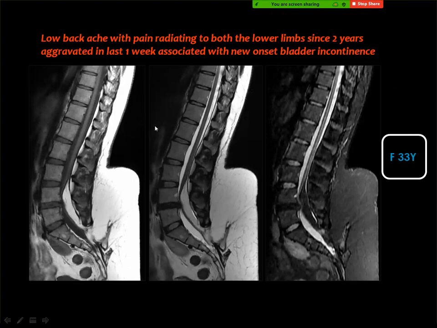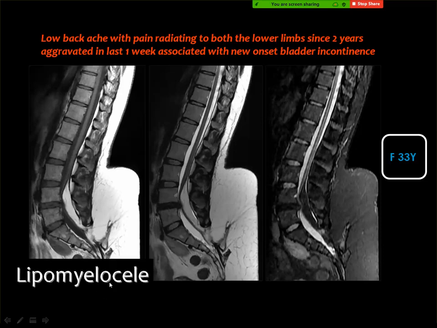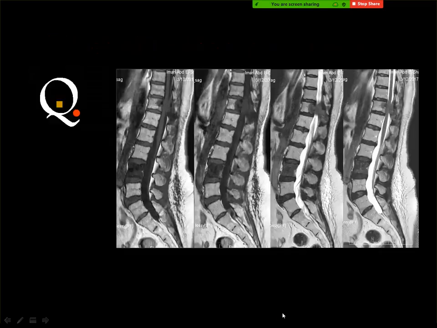Then this is another example. You see that the fat outside the spinal canal is continuous with the fat inside the spinal canal, and the attachment of the cord to the fat is inside the spinal canal. Then the diagnosis is lipomyelocele. Next case.